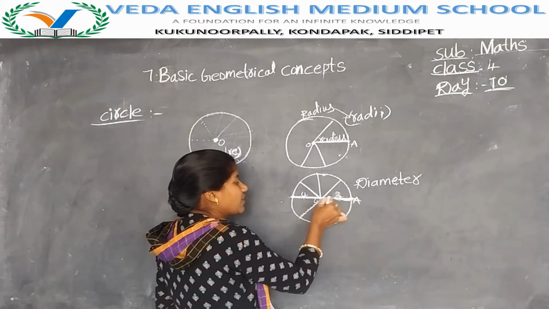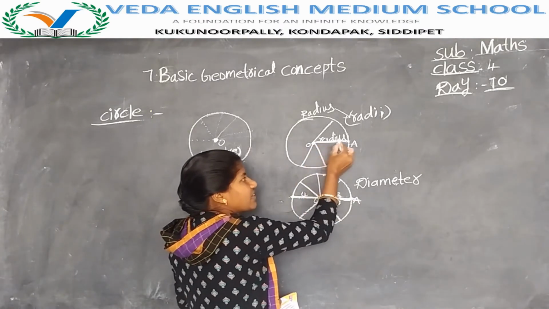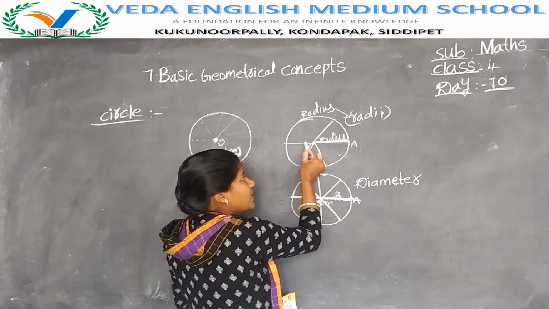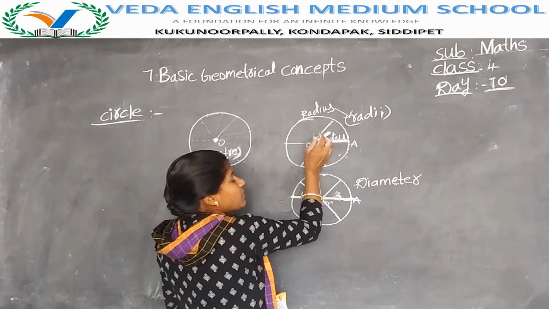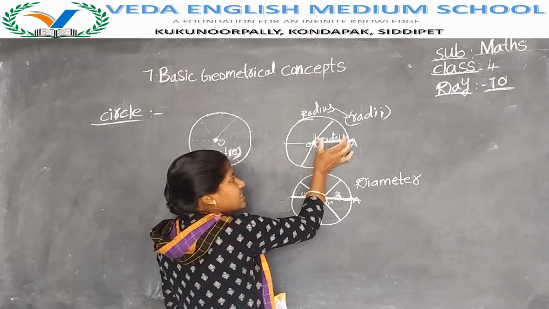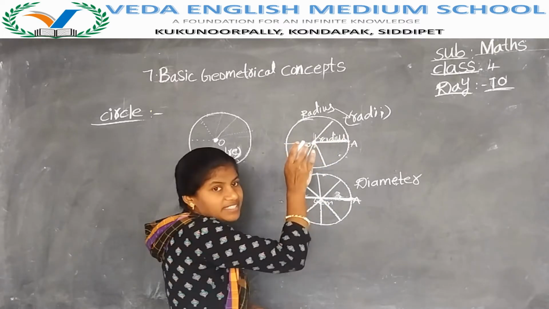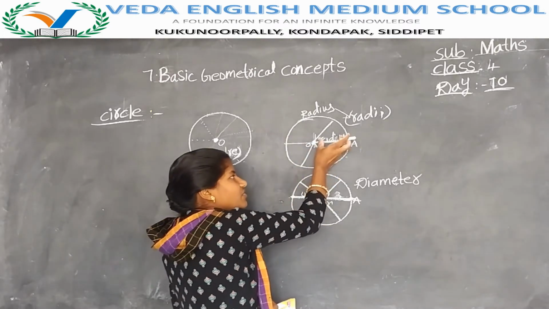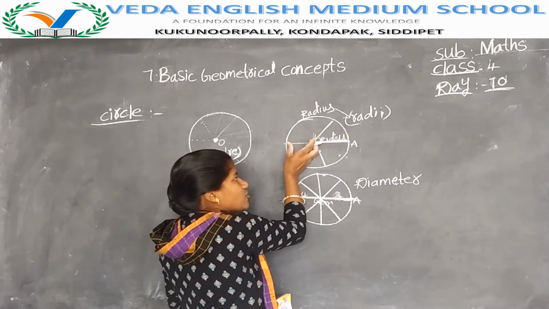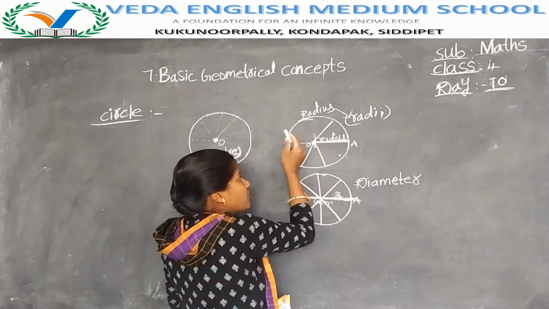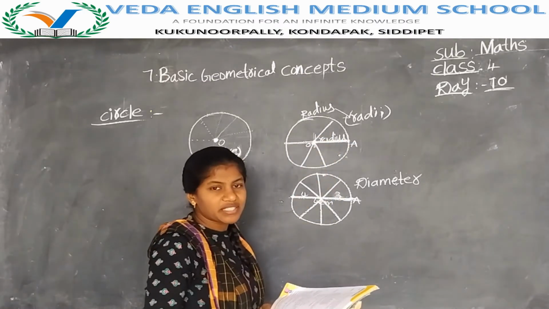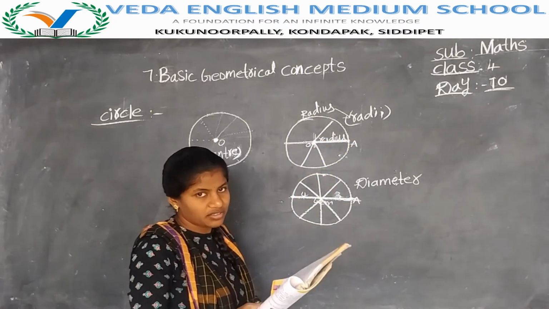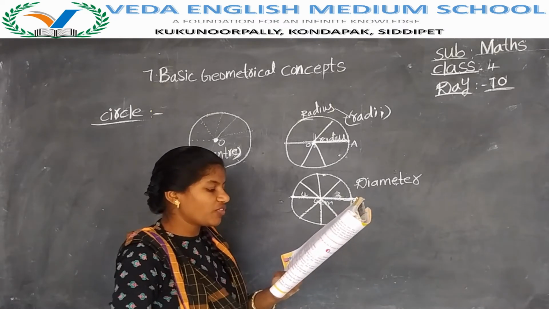Diameter is double the radius. Radius is only up to here, and for the diameter we take the total line. From the center, this radius and this radius are at the same distance. If this radius is 2 centimeters, it is also 2 centimeters. By adding 2 plus 2, we'll get 4. 4 means this total line, and the total line is the diameter of the circle, like that. Okay, so that is the diameter of the circle.